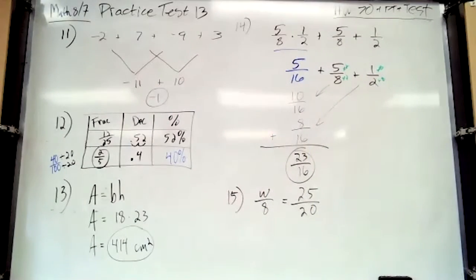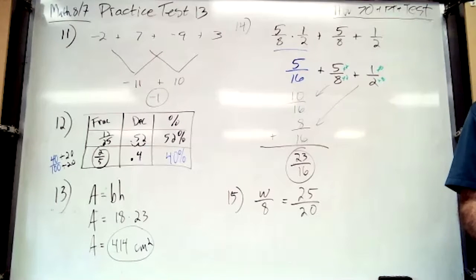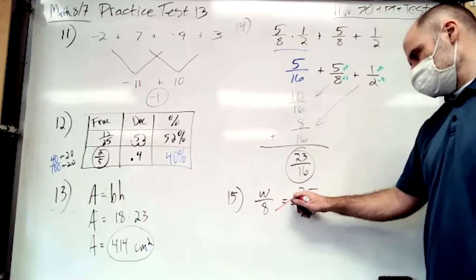You guys know how to do this? What is it? What do you do? Hunter? 8 times 25 divided by 20.